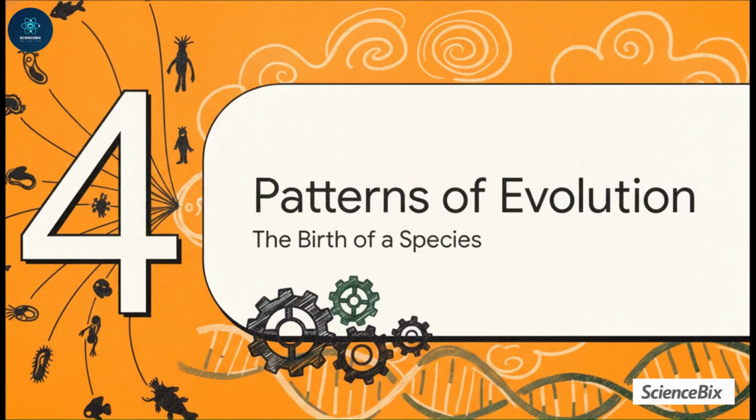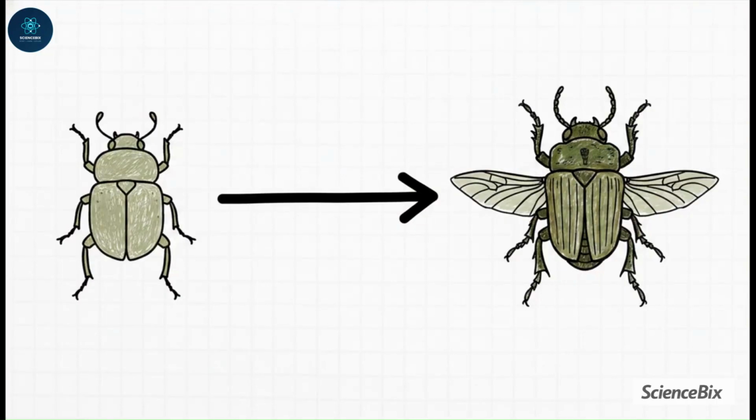Moving on to Section 4, Patterns of Evolutionary Change, the birth of a species. Now we're getting into the really dynamic part of this explainer, the actual patterns that dictate how these populations transform over huge stretches of time.